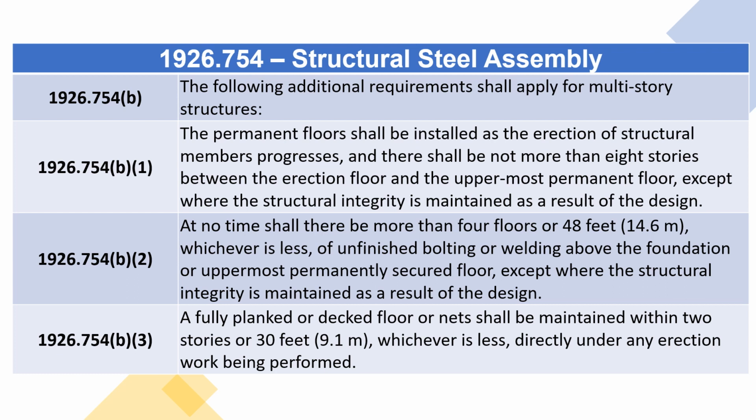1926.754(b)(2): At no time shall there be more than 4 floors or 48 feet (14.6 meters), whichever is less, of unfinished bolting or welding above the foundation or uppermost permanently secured floor, except where the structural integrity is maintained as a result of the design. 1926.754(b)(3): A fully planked or decked floor or net shall be maintained within 2 stories or 30 feet (9.1 meters), whichever is less, directly under any erection work being performed.